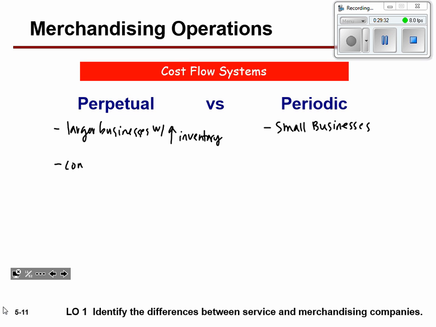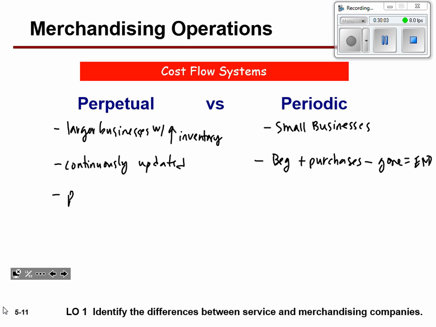Perpetual is continuously being updated. This one has a beginning plus any purchases minus what's gone to equal an end, and then you kind of back into your inventory management, what's left. When we purchase inventory here, so when we, the retailer, are buying it from the wholesaler, we say what we buy it for, what was our cost of goods sold. And then when we have a sale, we also think about cost of goods sold.